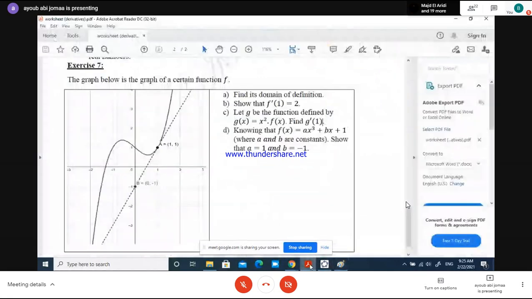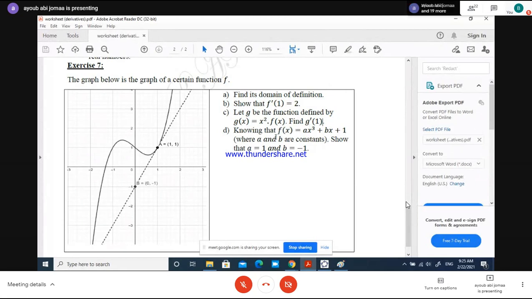You need two pieces of information. Here you have a and b, so two unknowns. You need to write two equations in order to find a and b. Now, how do we write these two equations? You need two pieces of information from the graph.